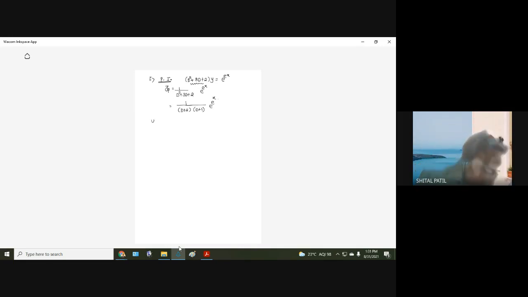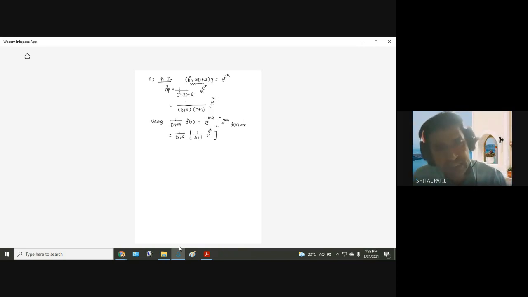I'll use this formula: 1 upon D plus m operated on f of x. What is the formula? Plus m will be converted into minus m, e raised to plus mx inside, and then whatever the function f of x is. So let me do it in this way. 1 upon D plus 2 as it is. I'll operate 1 upon D plus 1 first. The question may be why I am operating D plus 1, why not D plus 2? I'll explain it.